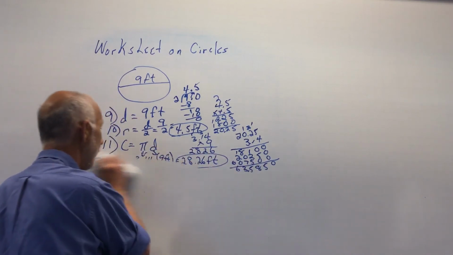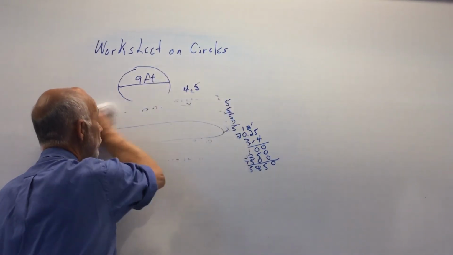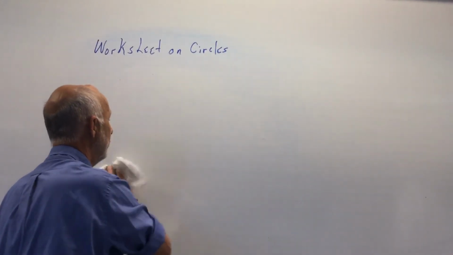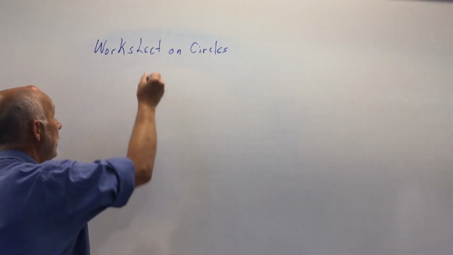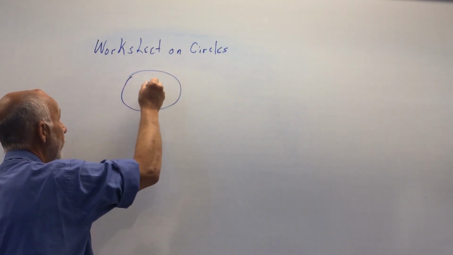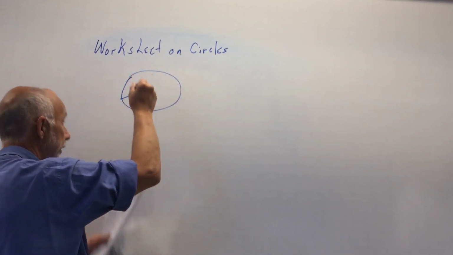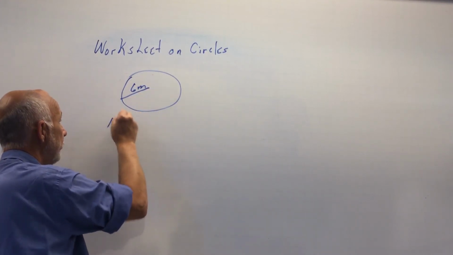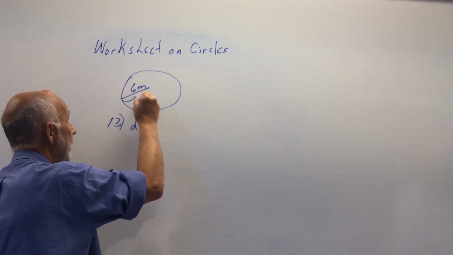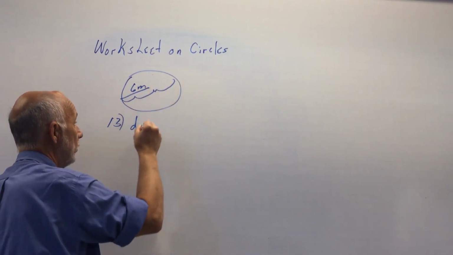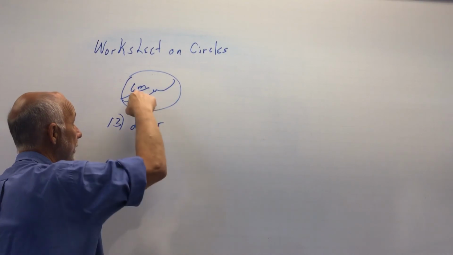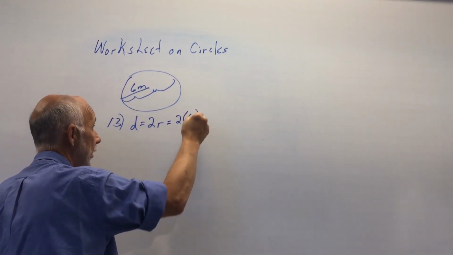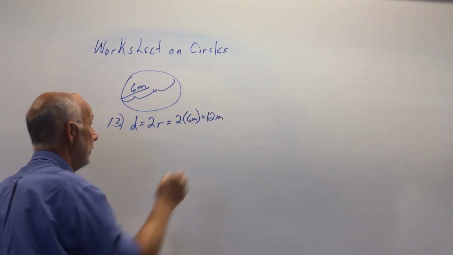Now, finally, the last circle on this worksheet. By this time, you should really have it down if you understand what you're doing. But this time I gave you halfway across, which was 6 meters. So number 13 asks you for the diameter. And again, it's all the way across. So diameter is equal to 2 times the radius. This was the radius. So it's equal to 2 times 6 meters, which is equal to 12 meters.